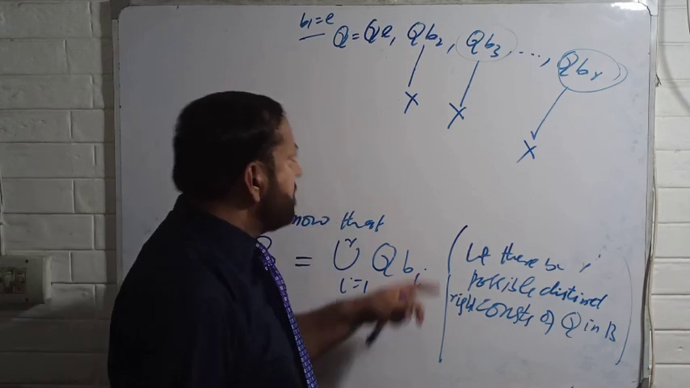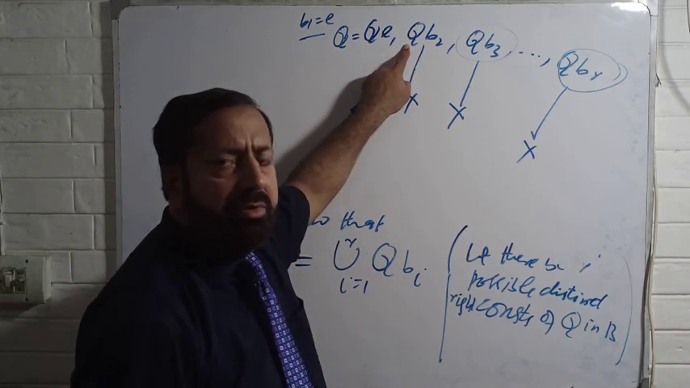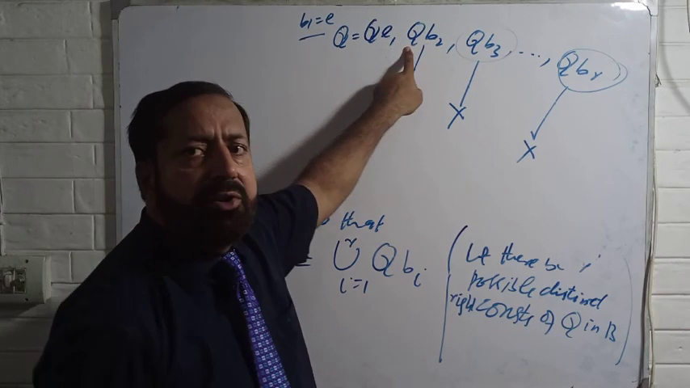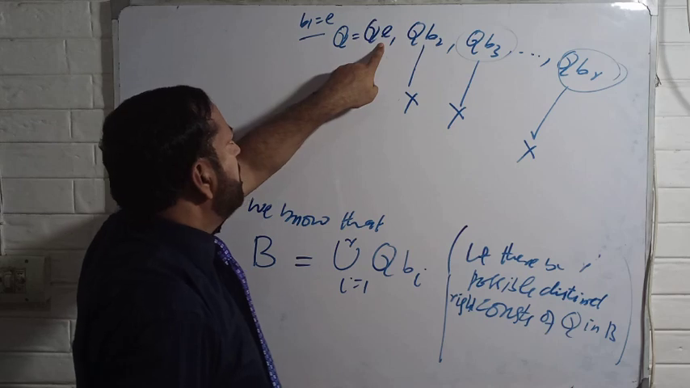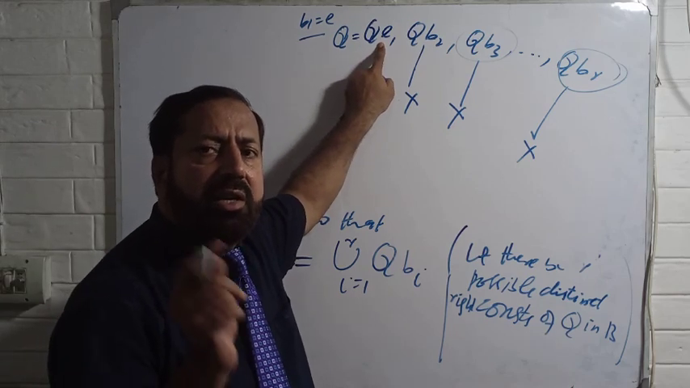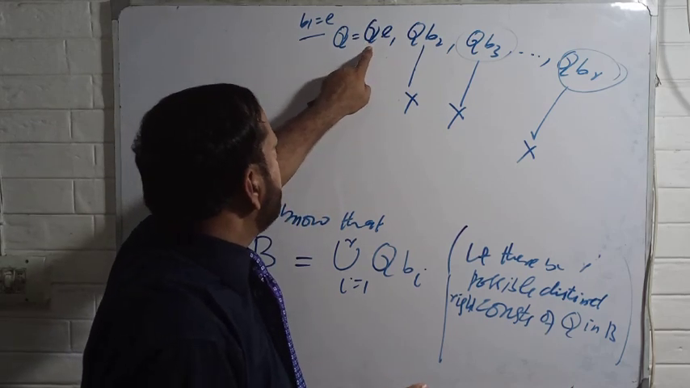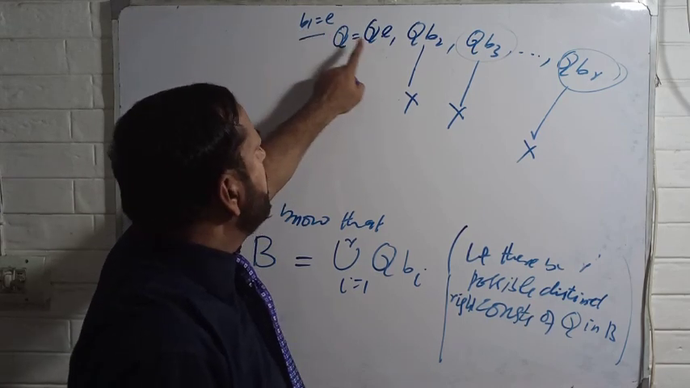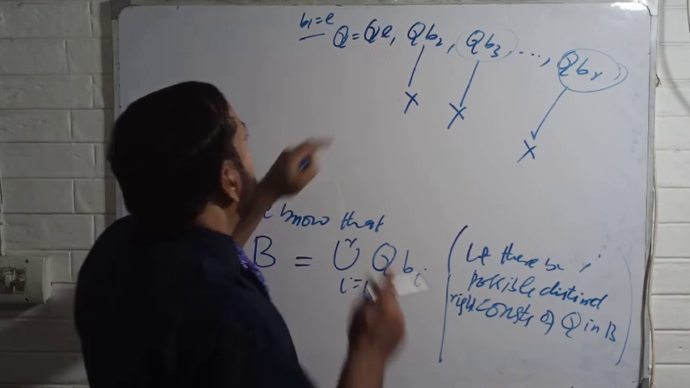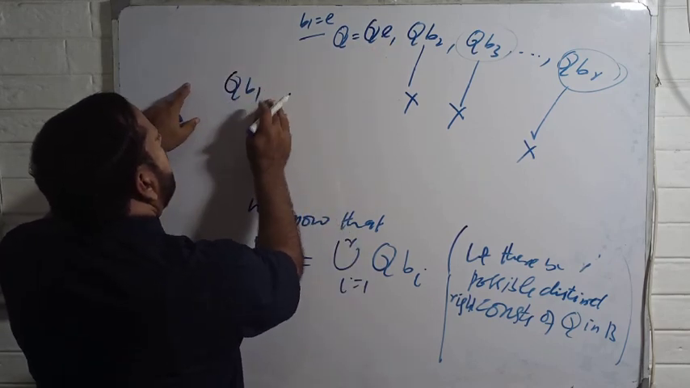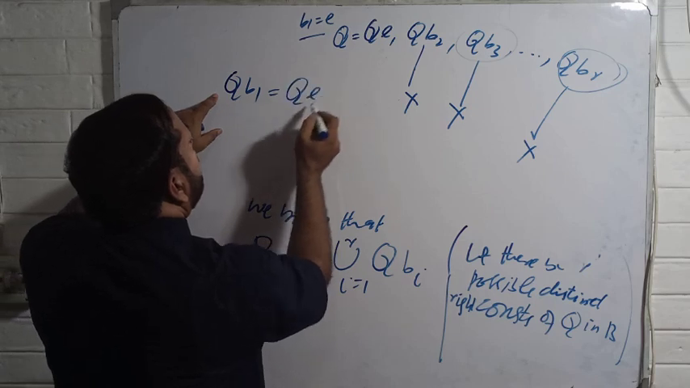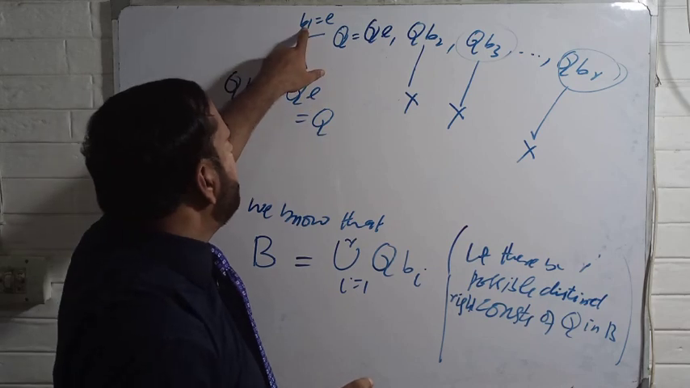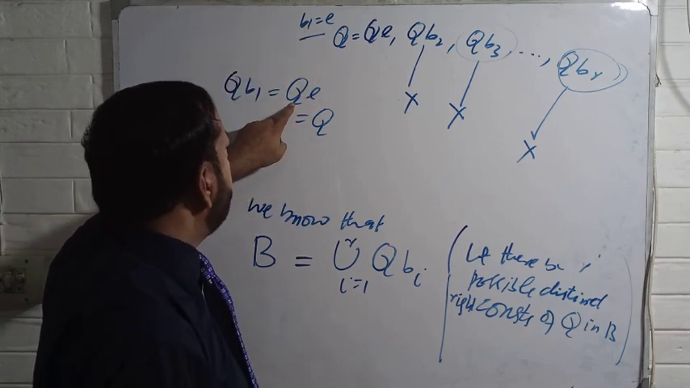That's why this means that B2 does not belong to Q, because if B2 belongs to Q, then it should be Q, and Q is a subgroup. So the only element in Q is the identity. In fact, B1 is the only element in Q which is the identity. So QB1 is equal to QE, which is equal to Q. So B1 is the only element which is an element of Q.